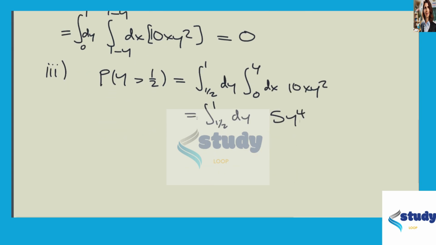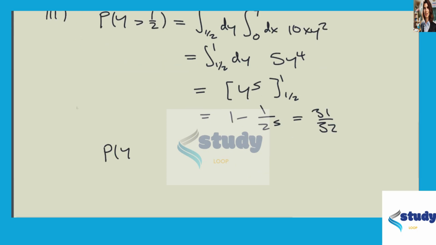So now we can integrate that, and we just get y to the 5 evaluated between 1/2 and 1, which is 1 minus 1 over 2 to the 5. So 1 minus 1 over 2 to the 5 is 31 over 32. So the probability that y is greater than a half is 31 over 32, or approximately 0.97.